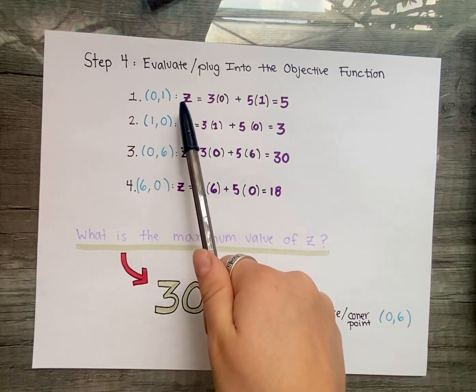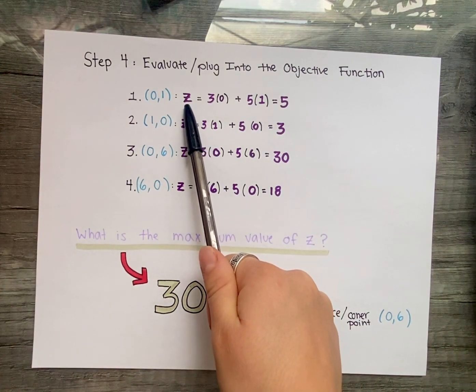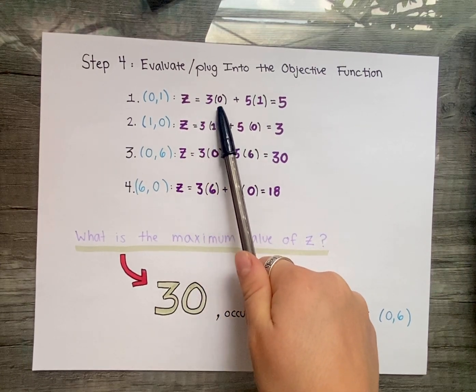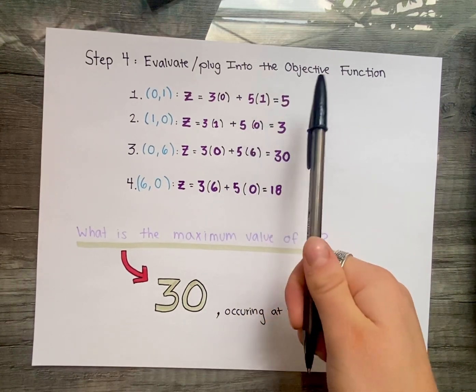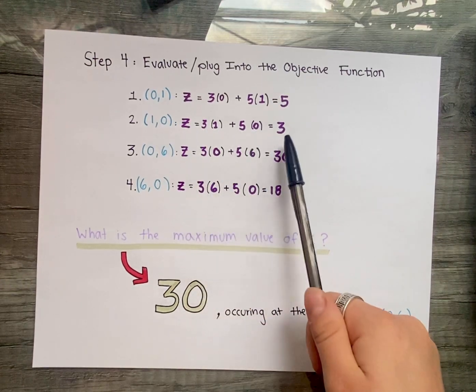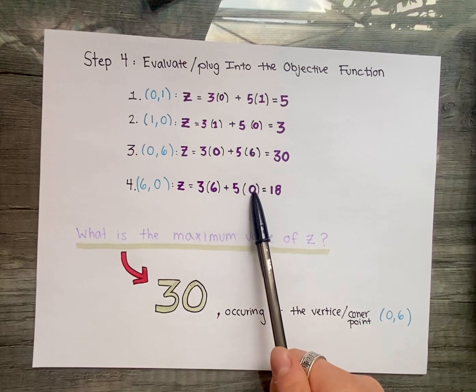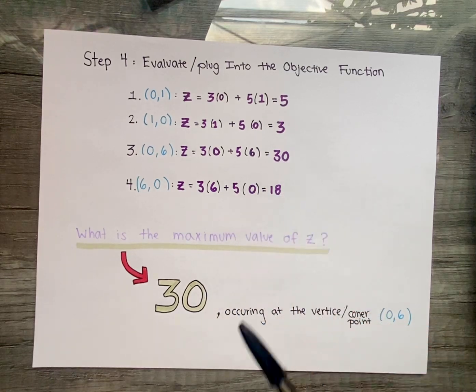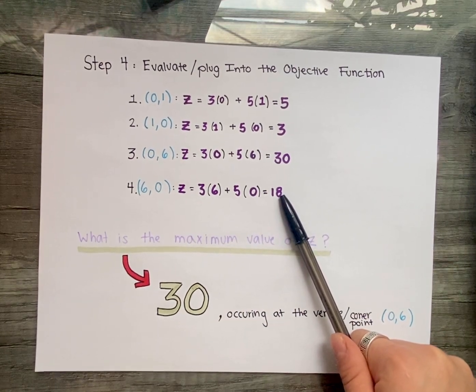So we have here for number 1, z equals 3 times 0 plus 5 times 1, which gives us 5. Then 3 times 1 plus 5 times 0 gives us 3. And then you continue to go down, and you get 30, and we get 18.